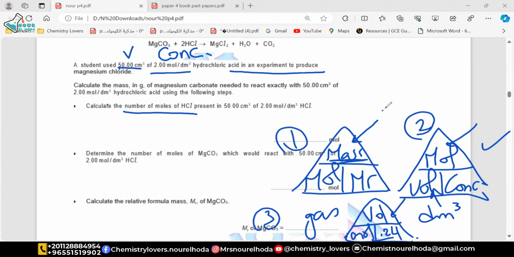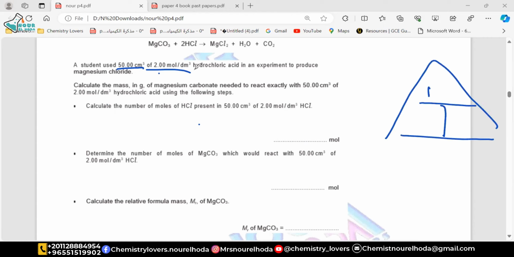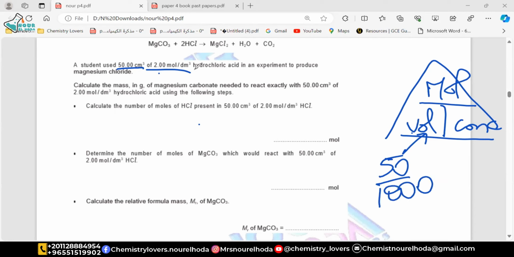Now, for this one I have volume and concentration, so for sure I know which rule I'm going to use. The only rule that has volume or concentration is the second rule. I have the volume, 50 centimeter cube. So what should I do? Since it's centimeter cube, I need to divide by 1000. Never work with centimeter cube unless the question asks you to. Normally we use decimeter cube. The concentration is 2, it's given already.